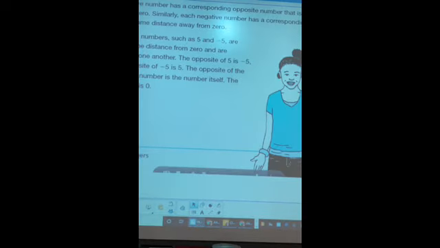And then it starts talking about opposites. 5 and negative 5 are opposites. 4's opposite would be negative 4. 3's opposite would be negative 3. The opposite of negative 8 is positive 8. Very good.